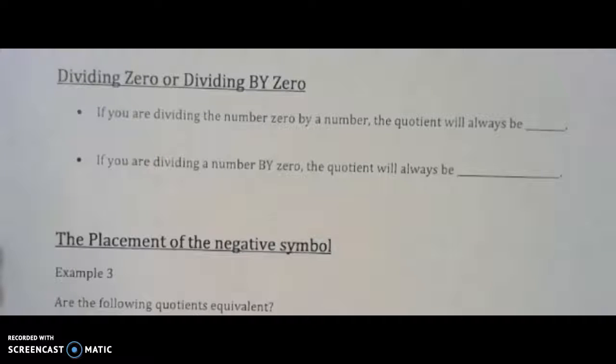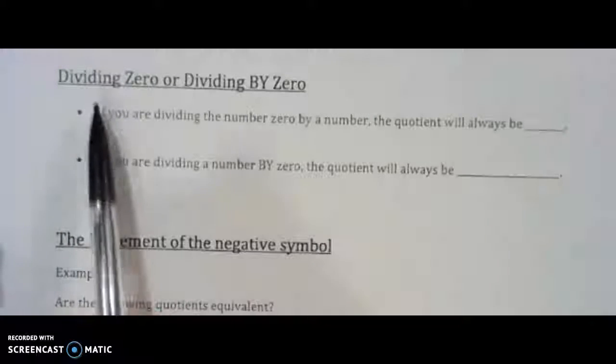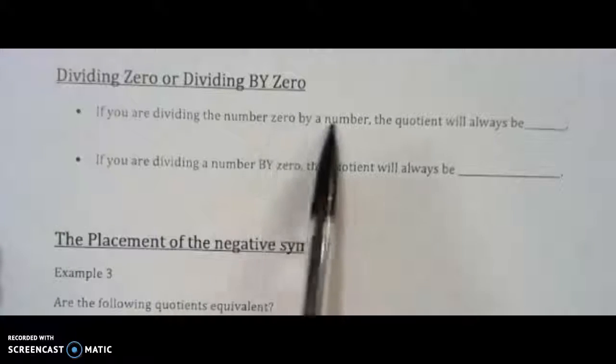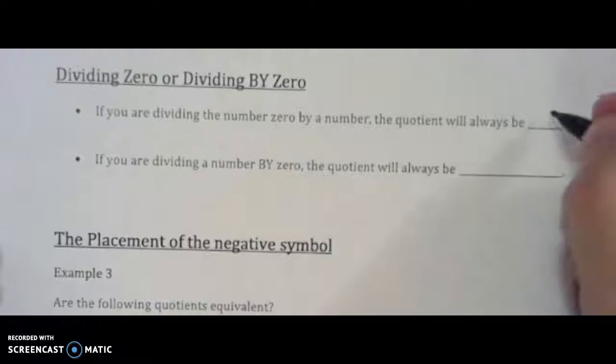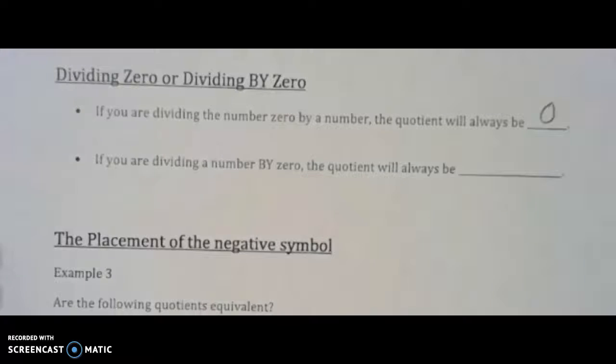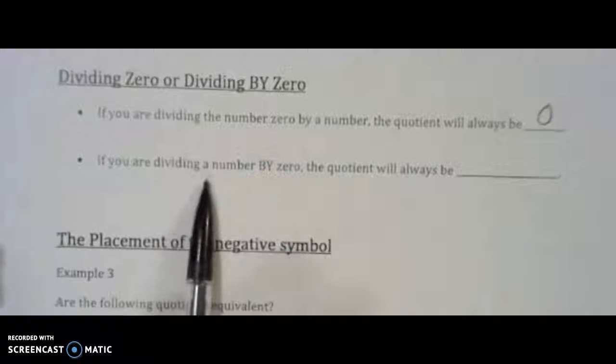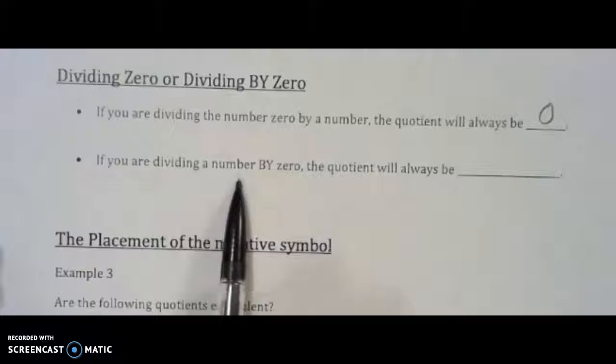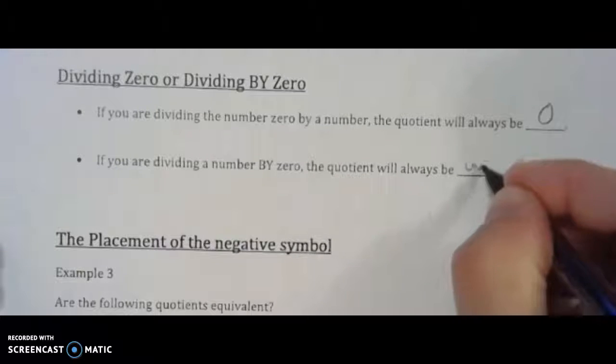In the last example, you were taking the number 0 and dividing it by negative 40, and the answer was 0. And that's always going to be a true fact, all right? If you're dividing the number 0 by a number, the quotient will always be 0. Okay, 0 divided by any number is always going to be 0. All right, but if you're dividing a number by 0, okay, well, this can't happen, and we call that undefined.